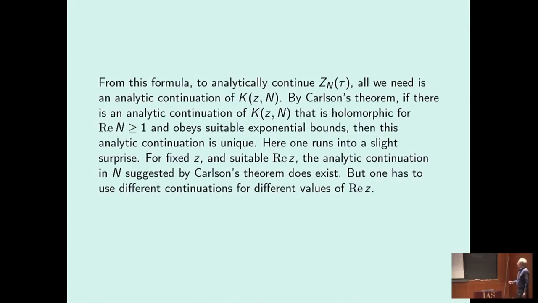So by Carlson's theorem, if there's an analytic continuation of k of z and n, holomorphic in the half plane and obeying some bounds, then it's unique. Well, here we run into a slight surprise. For fixed z and suitable real part of z, the analytic continuation suggested by Carlson's theorem does exist. But it's not analytic in z. It only exists for special values of the real part of z.